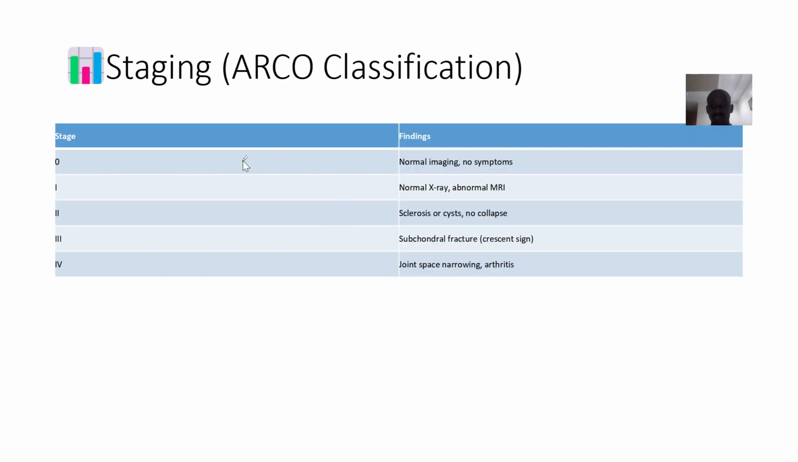So this is staging, where you see stage 0 to 4. This will just help you know the severity of the avascular necrosis you are basically dealing with. Okay, that will help you know the severity.